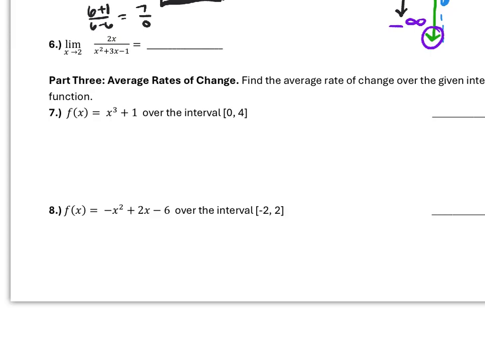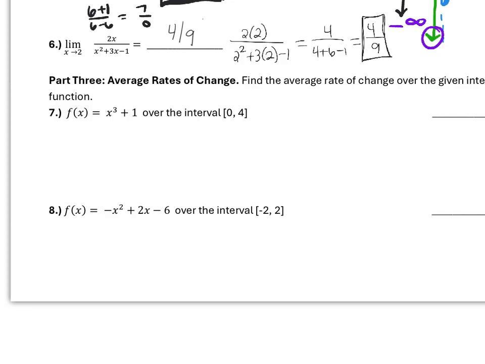If we plug in 2, we get 2 times 2 over 2 squared plus 3 times 2 minus 1. So 2 times 2 is 4 over 4 plus 6 minus 1. 4 plus 6 is 10, minus 1 is 9. Because we did not get any issue with our denominator, there's no domain problem here, this function exists and its limit is where it exists at 2. So that value of that function is 4 over 9.